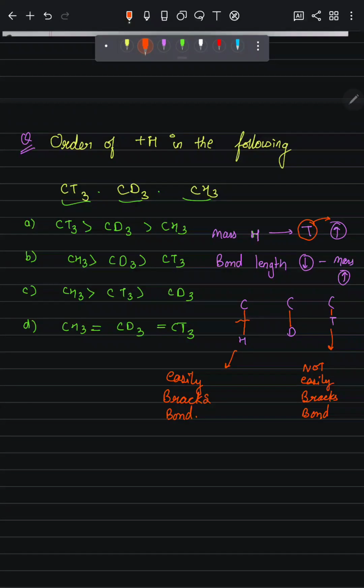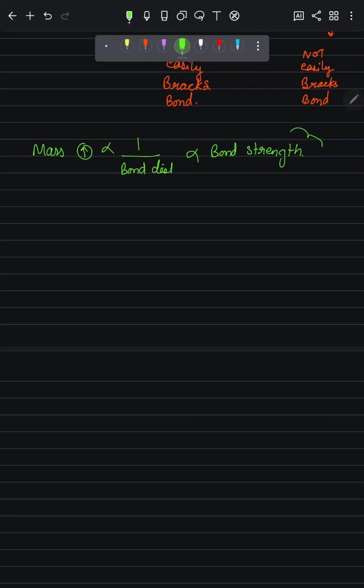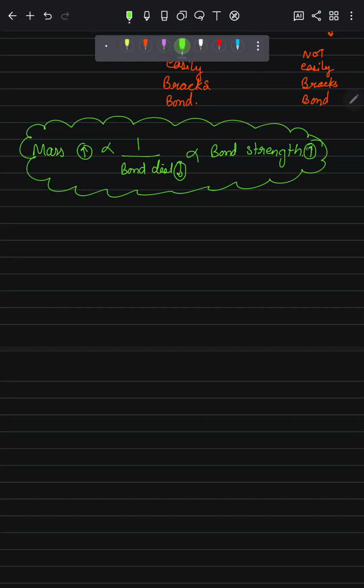And we know that in hyperconjugation plus H, the requirement is to break the bond easily. So the carbon hydrogen bond breaks easily, so the priority order will be this: carbon hydrogen first, then deuterium, and then tritium. So with this example we will make a note that if mass is increasing, then the bond distance will decrease and the bond strength will increase. So mass is directly proportional to the bond strength and inversely proportional to the bond distance.